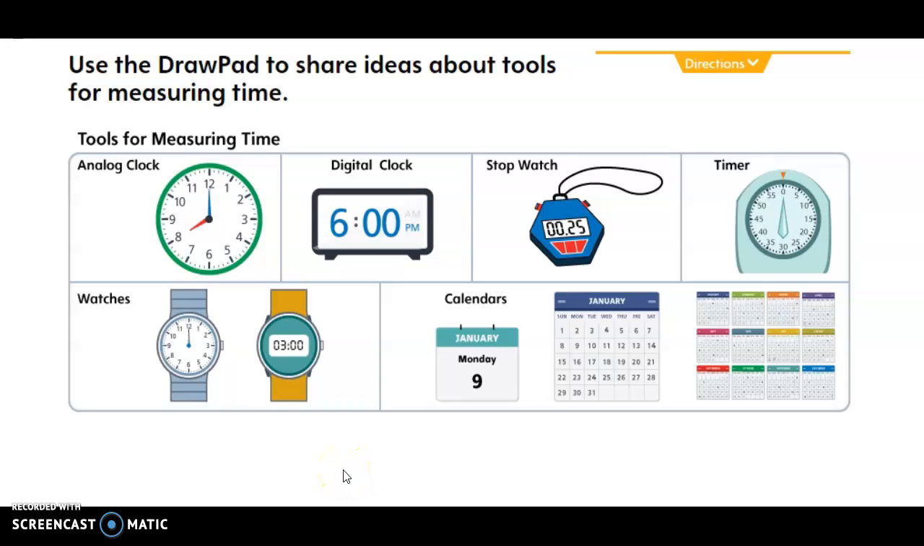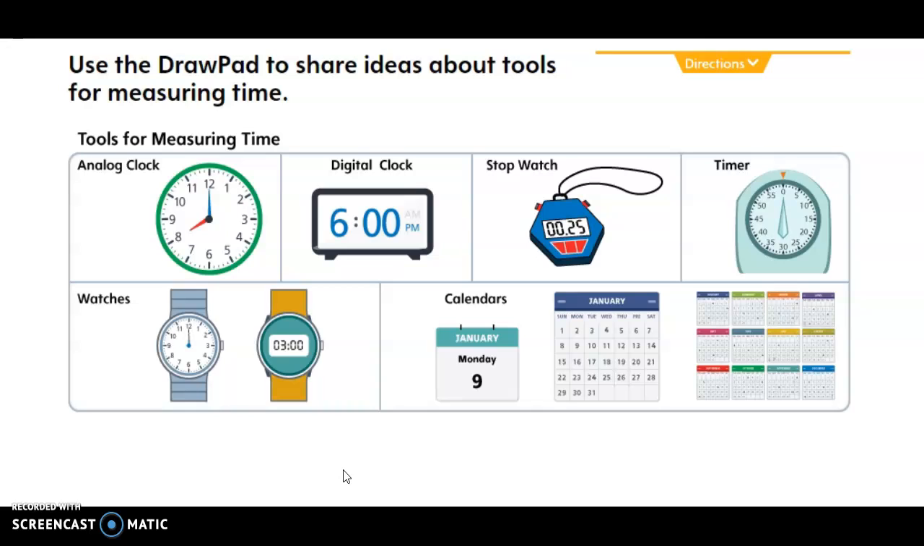Hey, first grade. We've been talking about time when we look at our daily schedule and when we think about what time different activities happen. There are lots of different tools for measuring and keeping track of time. So on my screen, you may see some different tools for measuring time. Some of those tools may look familiar to you.